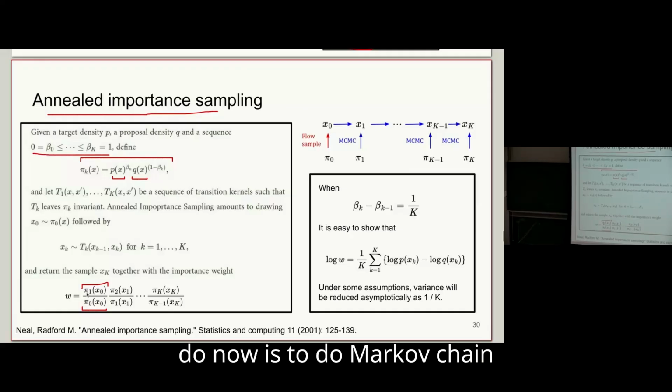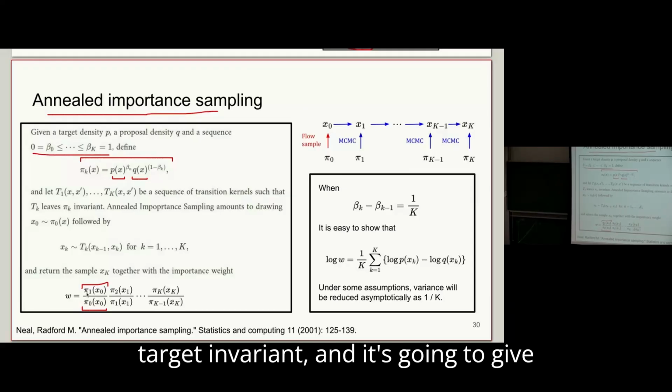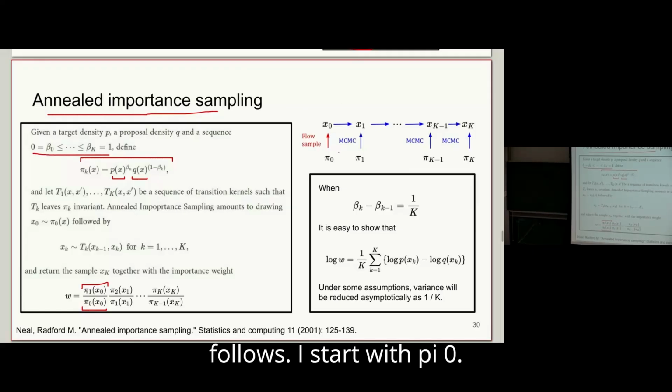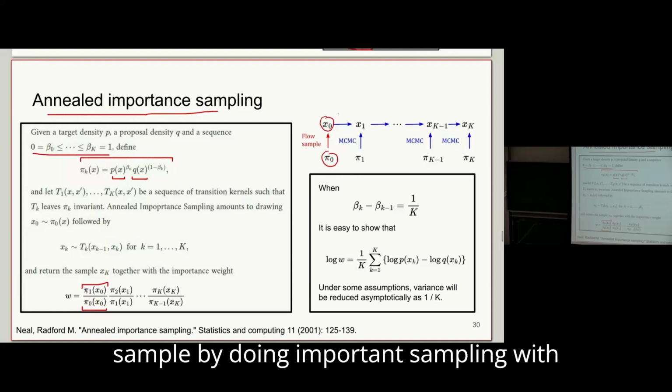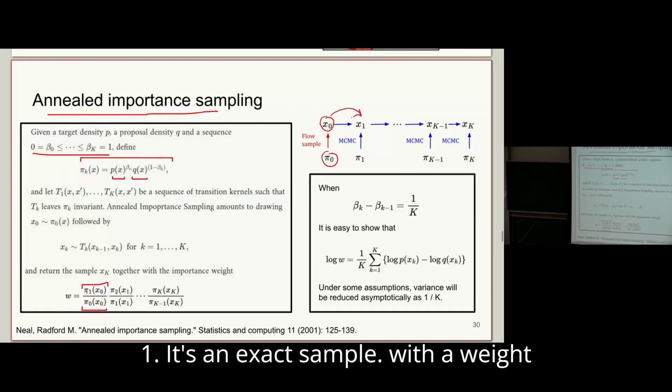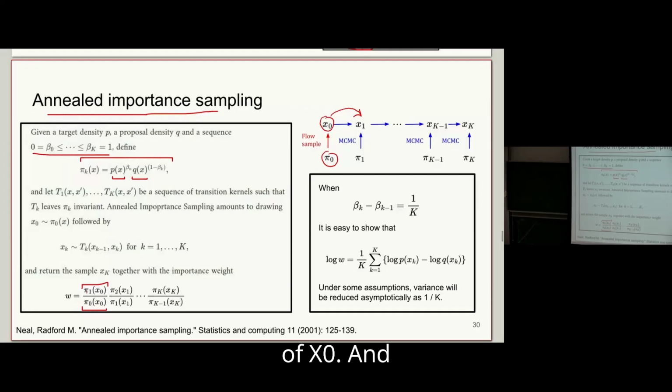And what I can do now is to do Markov chain Monte Carlo targeting pi 1, starting with this weighted sample. And Markov chain Monte Carlo leaves the target invariant, and it's going to give me another sample from pi 1. So as follows. I start with pi 0, I generate a sample, x0, I eliminate the bias in my sample by doing importance sampling with pi 1, and then I generate another sample from pi 1. It's an exact sample with a weight of x0, okay?